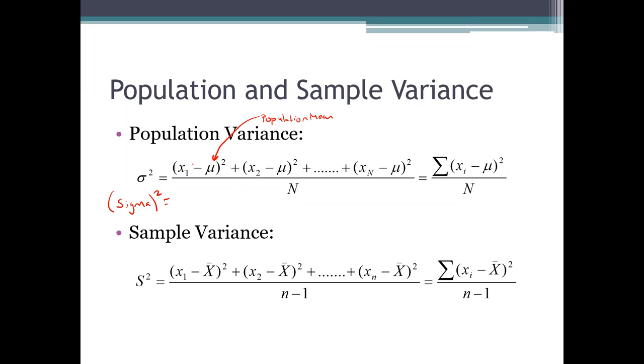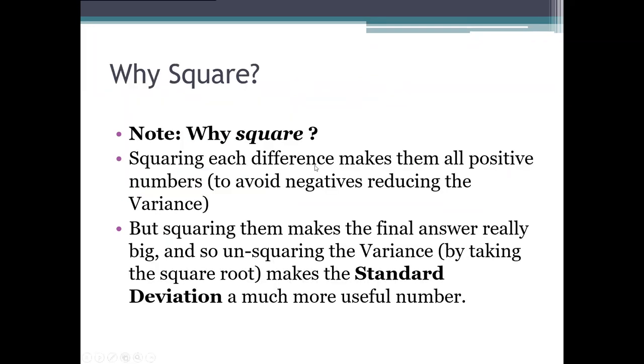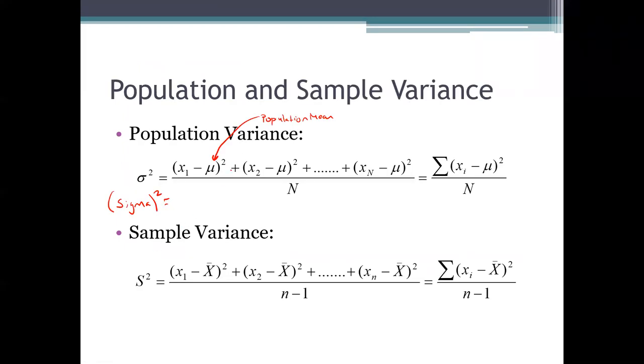That just tells you how far the data value is. But then here's the thing: you have to square it. I'll talk about why you square it in a second on the next slide. Then you add to it. You go to the next value in the data set, subtract away the mean, and square it. You keep going until you get to the last value in the data set, subtract away the mean and square it. Then you divide by capital N. If you remember what capital N is, it's the population size, so how many observations there are in the population. This is shorthand.